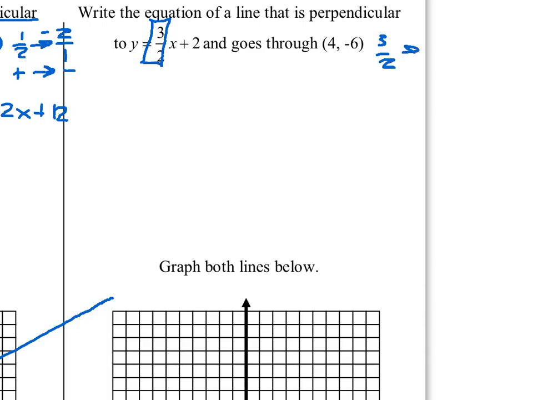We're flipping it over, and it was a positive, so I need to switch it to a negative. So I know my equation is going to be y equals negative 2/3 x plus b. Now what?